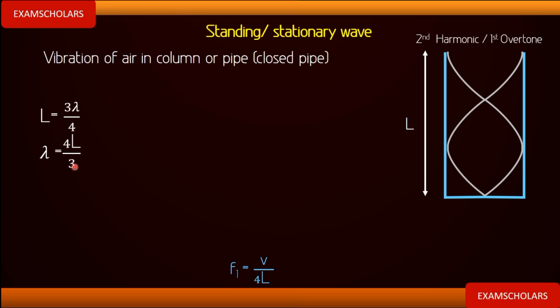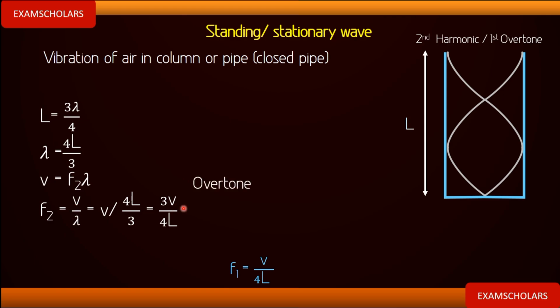Now, lambda is equal to 4L over 3 here. So you have V is equal to F2 lambda. Then you can make F2 the subject of the formula. F2 is equal to V over lambda. Now V over 4L divided by 3. Once you solve this, just substitute for the value of lambda inside this formula. You get 3V over 4L. So what are we talking about here? Second harmonic, which is also first overtone. Put the value here. F2 is equal to 3V over 4L.